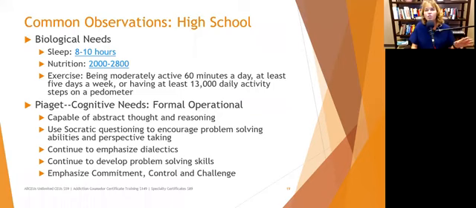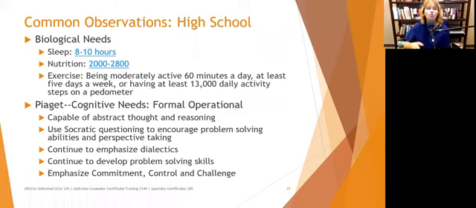In high school, they are capable of formal operational thought. So they can use abstract thought and reasoning. Hypothetically, if this were to happen, what would be the outcome? Hypothetically, if I decided to do this, what would be the potential consequences, and can I live with the fallout from that? Use Socratic questioning to encourage problem-solving abilities and perspective taking.